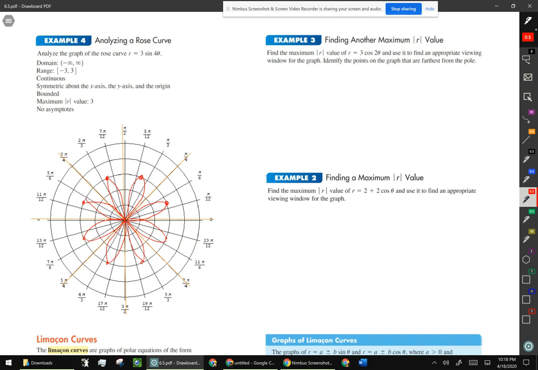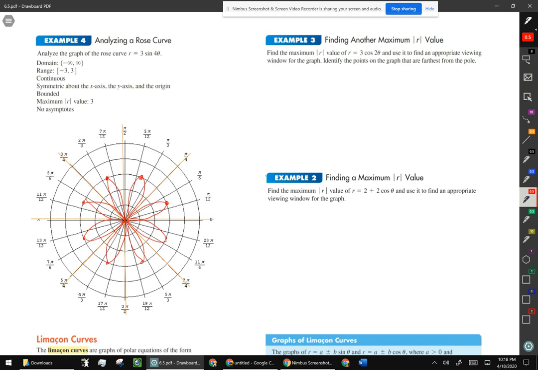The maximum radius is 3. There are no asymptotes, meaning there's nothing that it's approaching but never takes on the value. I know we have these asymptotes that I drew to help me sketch it, but those aren't traditional asymptotes. If we go to example 3, that's really easy to figure out.